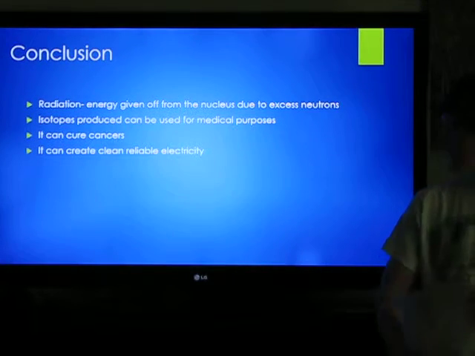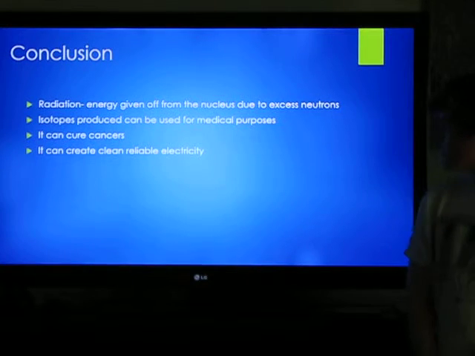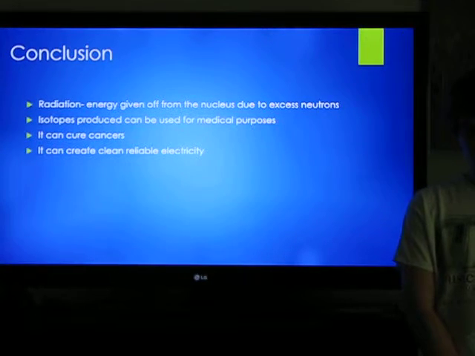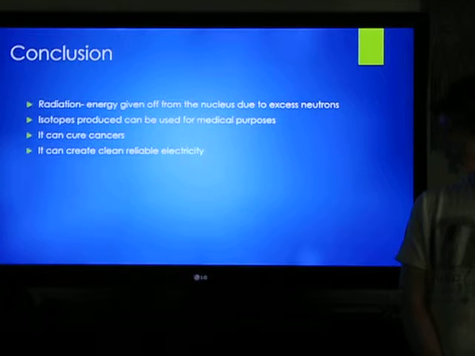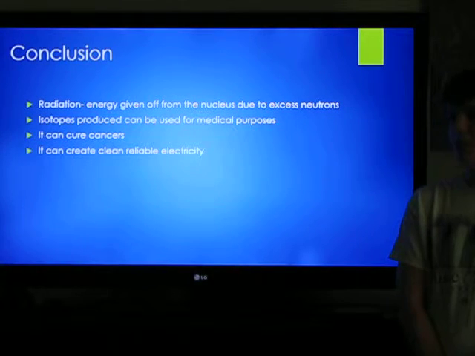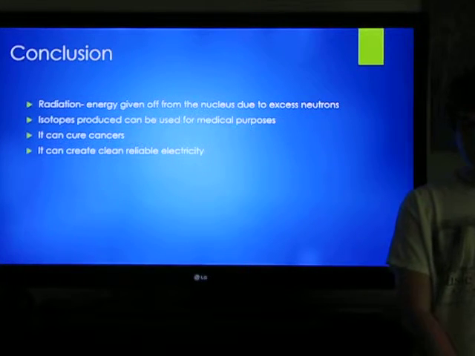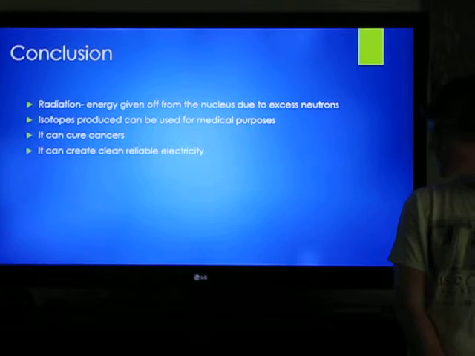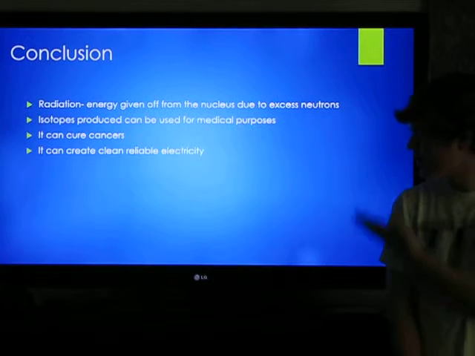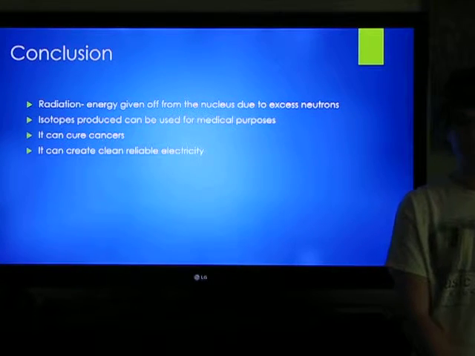So, in conclusion, radiation is just energy that's given off from the nucleus due to excess neutrons. Isotopes can be used for medical purposes, such as curing cancer, and nuclear radiation can also be used to create clean and reliable electricity. Any questions?